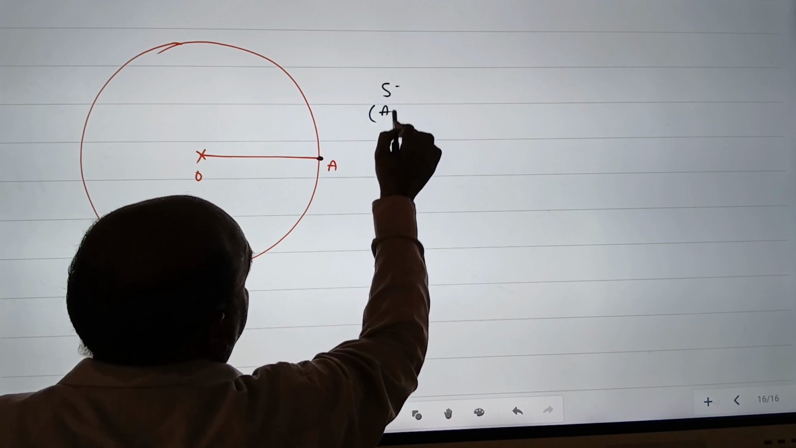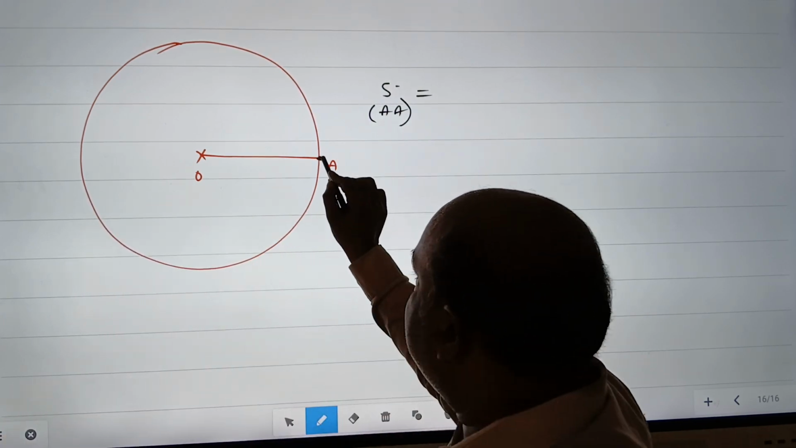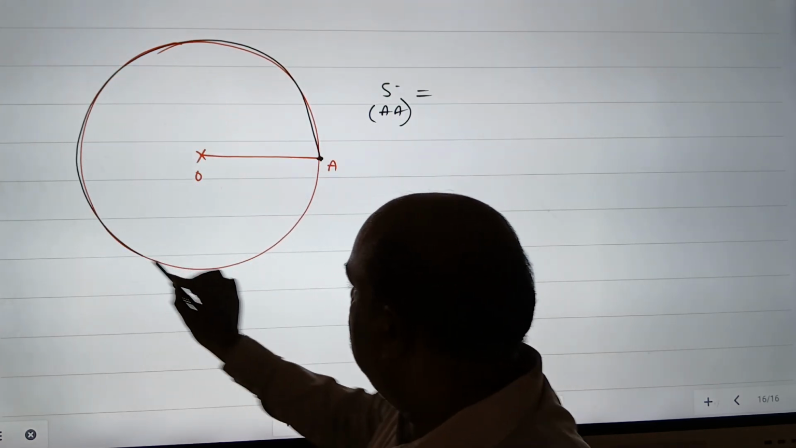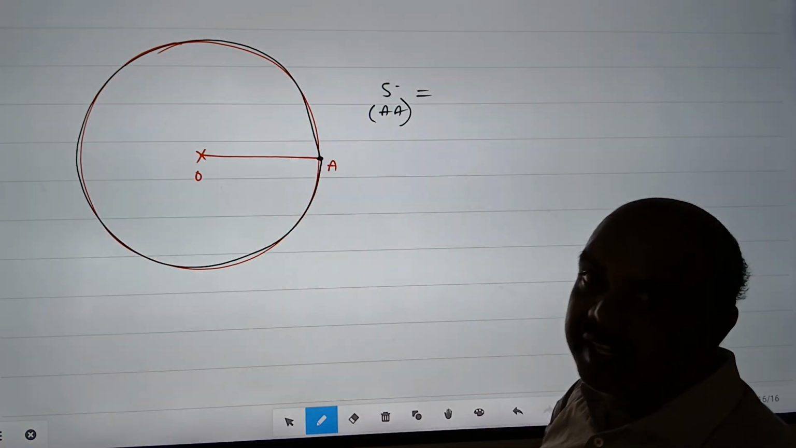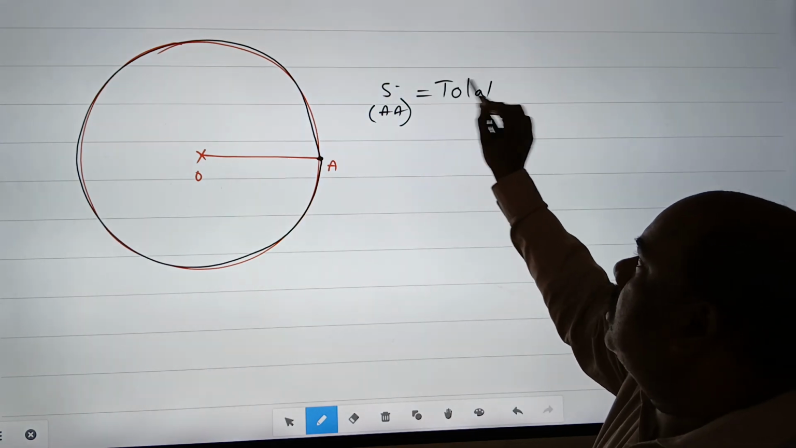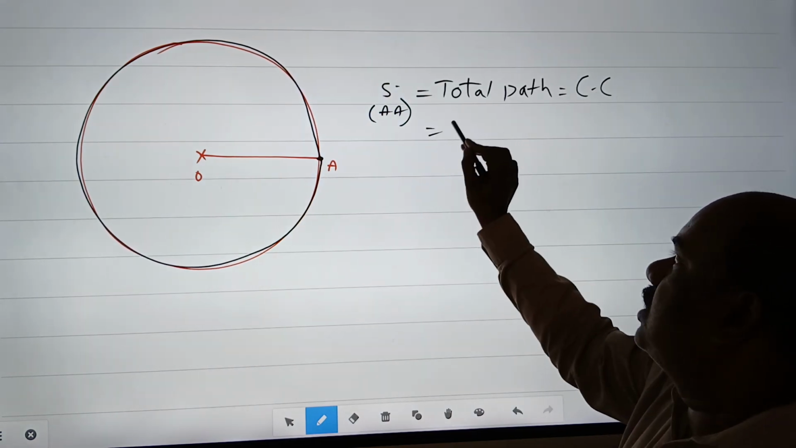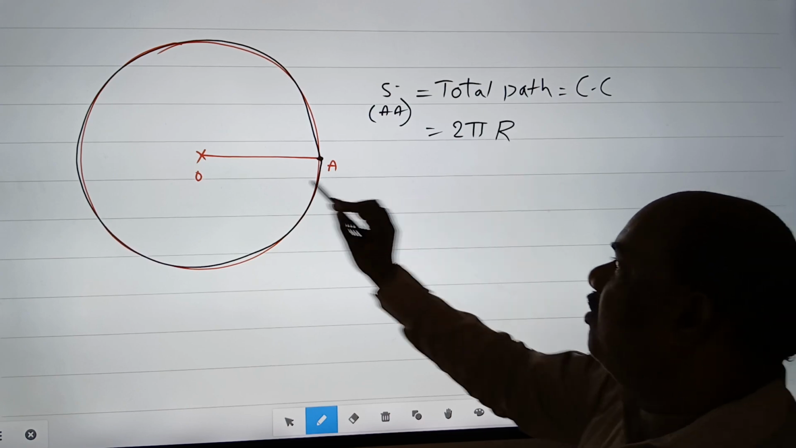Distance from A to A. Distance is equal to what? Total path covered by the body. This is the total path covered by the body. Total path is nothing but the circumference of the circle. What is the circumference of the circle? Total path is equal to the circumference of the circle. The circumference formula is 2 pi r, where r is the radius.